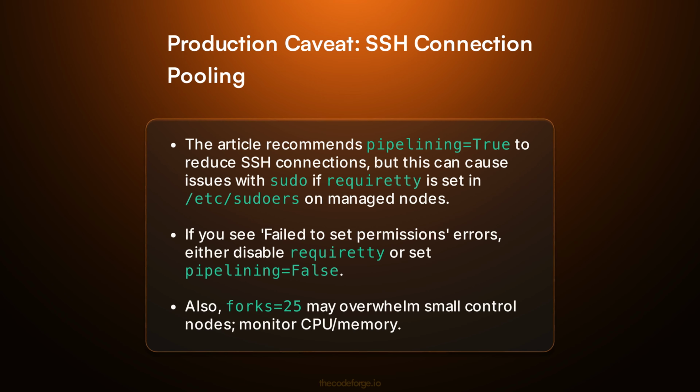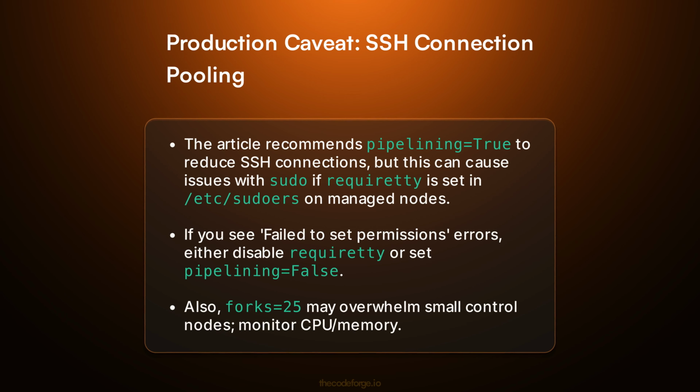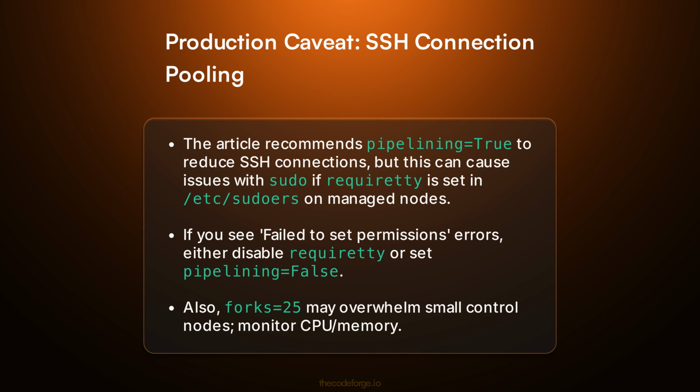The article recommends pipelining=true to reduce SSH connections, but this can cause issues with sudo if requiretty is set in /etc/sudoers on managed nodes. If you see failed to set permissions errors, either disable requiretty or set pipelining=false. Also, forks=25 may overwhelm small control nodes.